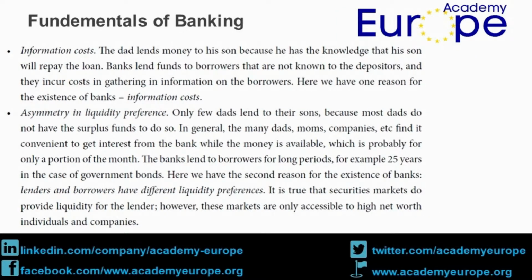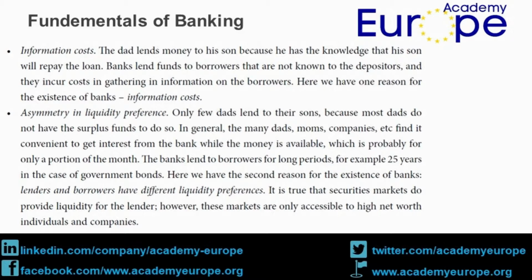Information costs. The dad lends money to his son because he has the knowledge that his son will repay the loan. Banks lend funds to borrowers that are not known to the depositors, and they incur costs in gathering information on the borrowers. Here we have one reason for the existence of banks: information costs.